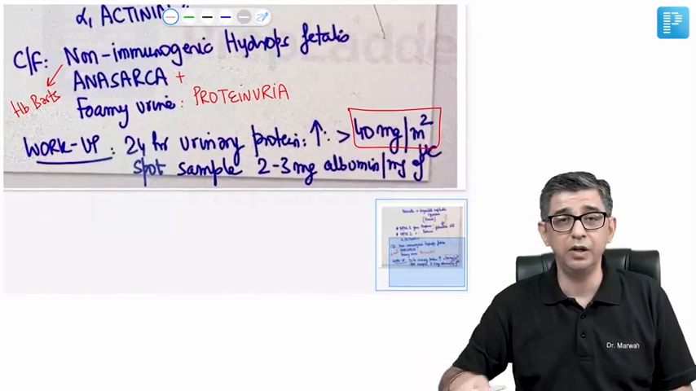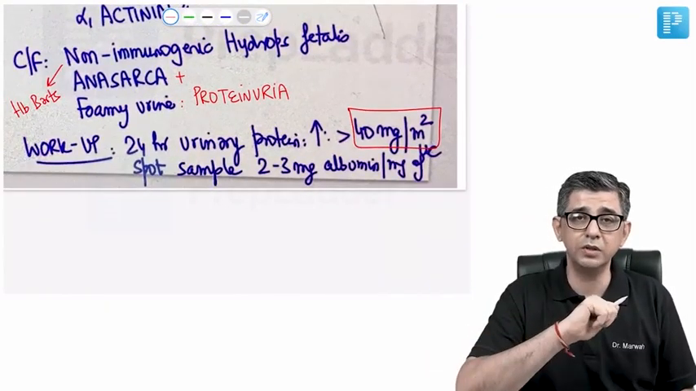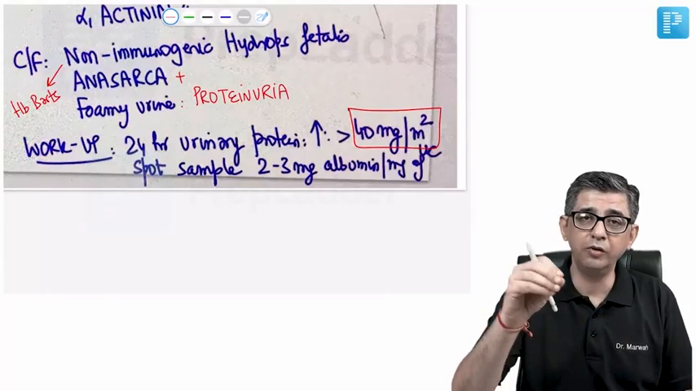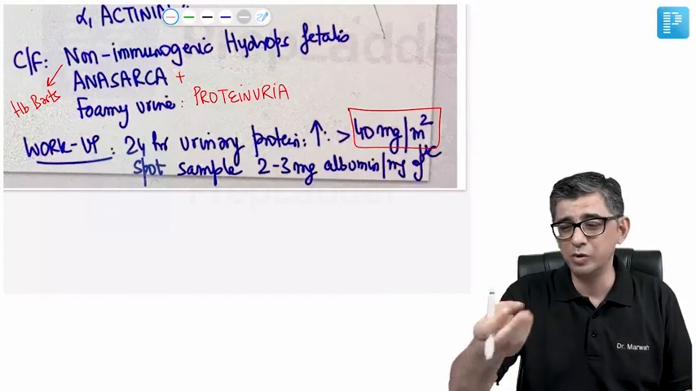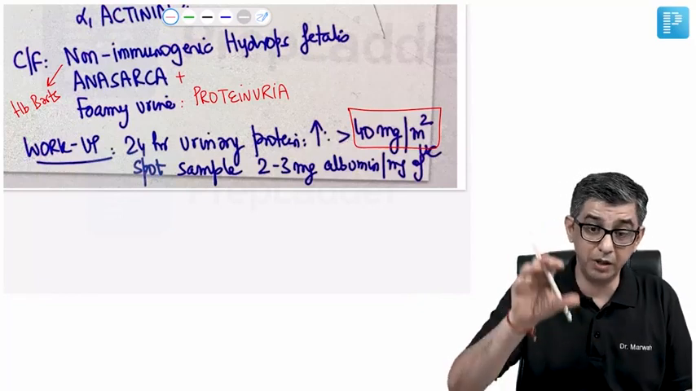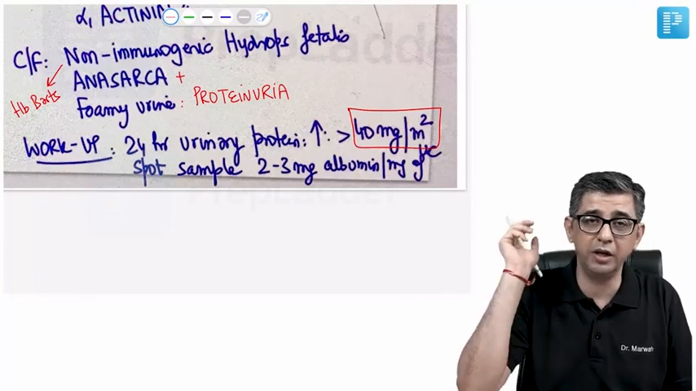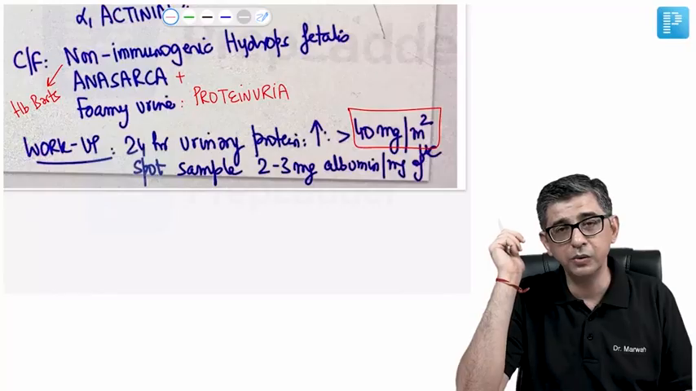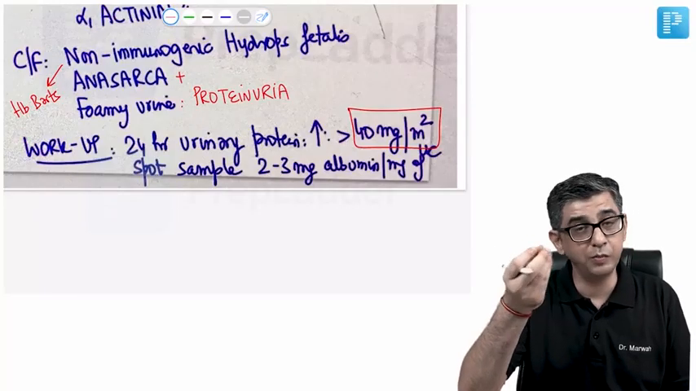So there are special bags available which can be stuck onto the genitals of the child, and you can collect the 24-hour urine. But again, the problem is those bags can leak, or they can come off, or the mother may not be comfortable putting those bags on. So we have to rely on a spot sample.